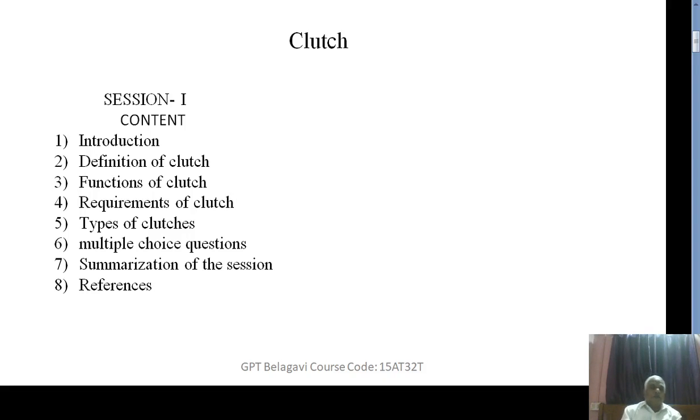Then regarding the types of clutches, basically there are 2 types of clutch. One is the positive engagement clutch, another is the gradual engagement clutch. So in the positive engagement clutch, the engagement and disengagement is positive, but in the gradual engagement clutch, the engagement and disengagement is gradual. And in this gradual engagement clutch, again there are 2 types. One is the friction clutch, another one is the fluid clutch. The example for fluid clutch is the fluid flywheel or the fluid coupling.